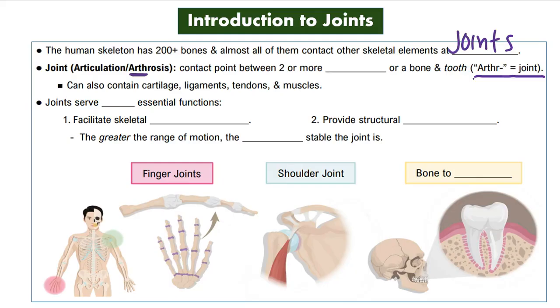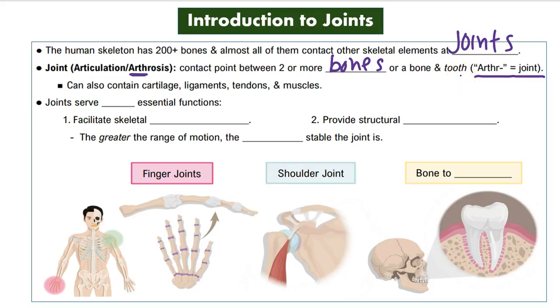So again, it's the contact point between two or more bones or a bone and a tooth. And the reason why bone and teeth are not the same is because they're not made the same. Their structure is not the same. They don't have the same composition, so just keep that in mind.